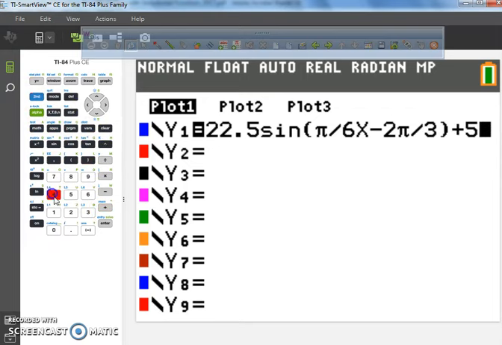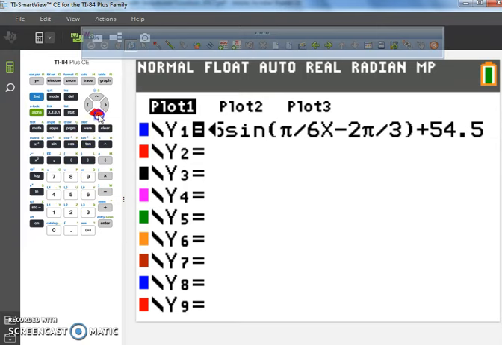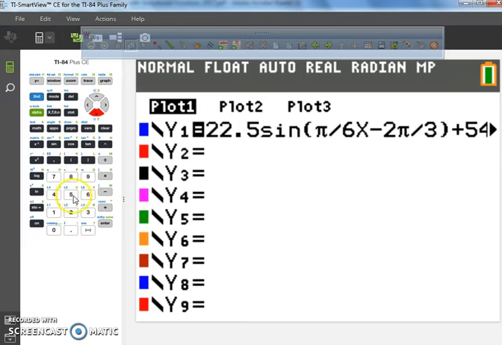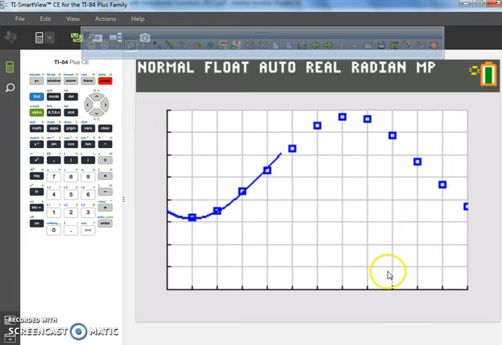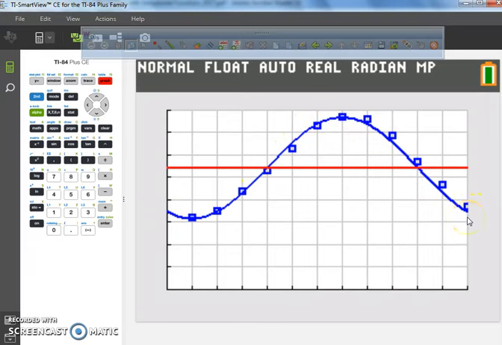54.5. Okay? So right here, our midline was y equals 54.5. If you don't know what that is, you can look back at the last video. And I hit graph. And what you'll notice is we made a model that basically goes through all of that data pretty closely. All right?